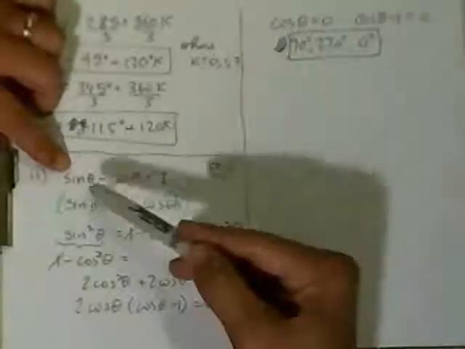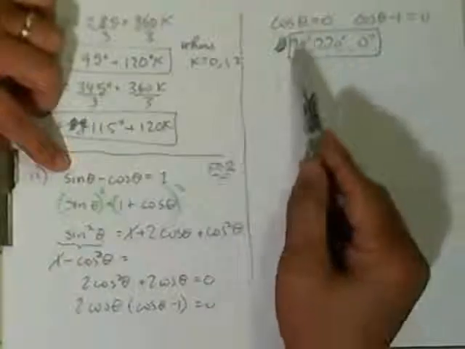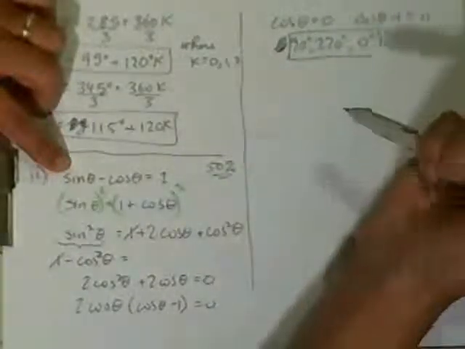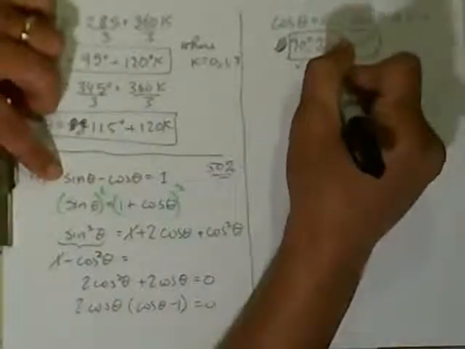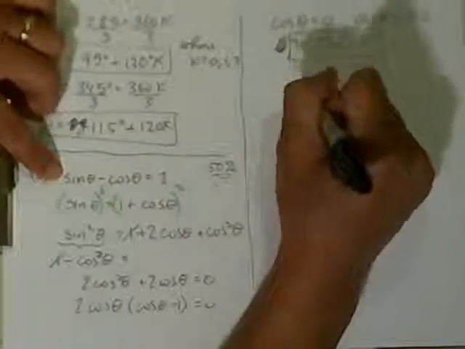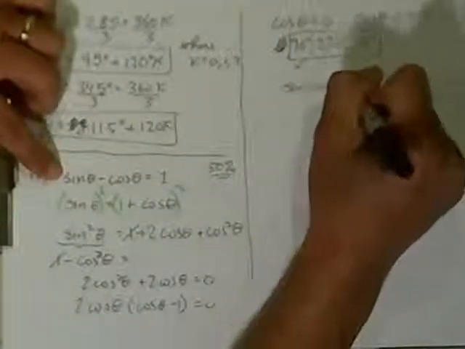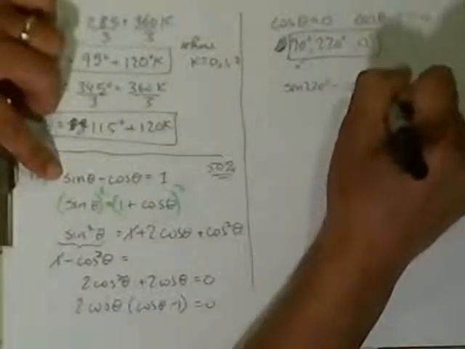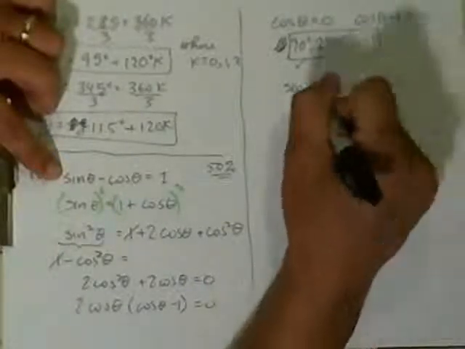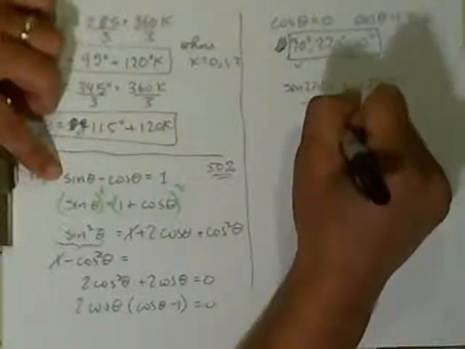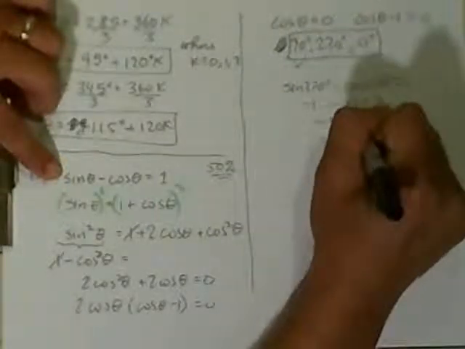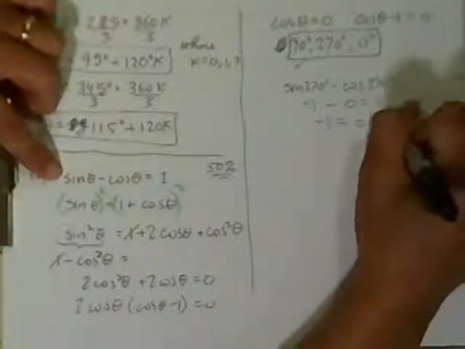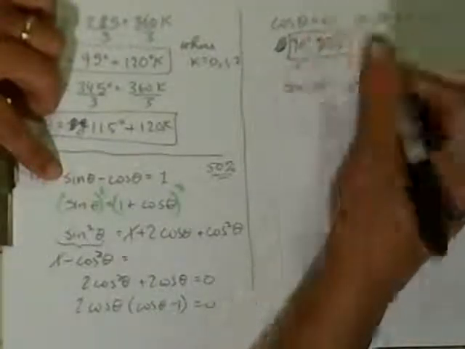Sine of theta is 1 minus cosine of 90 is 0, so that checked out. Let's check this one, write it out. Sine of 270 degrees minus cosine of 270 degrees equals 1. Sine of 270 is negative 1 minus cosine of 270 is 0 equals 1. Negative 1 equals 0? Absolutely not. So that doesn't work out.